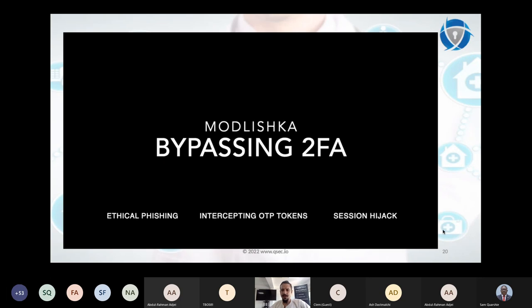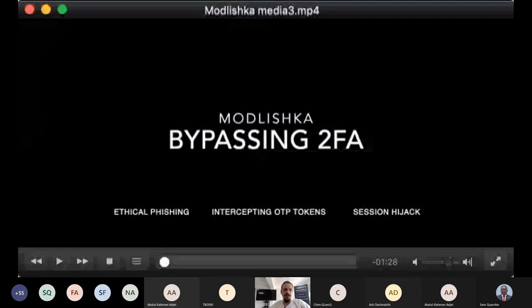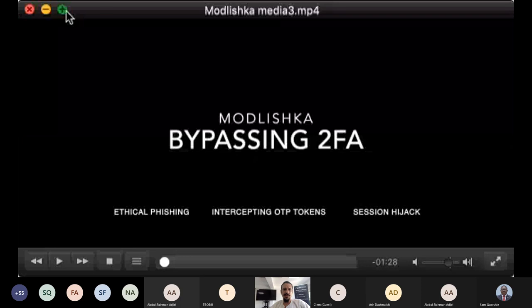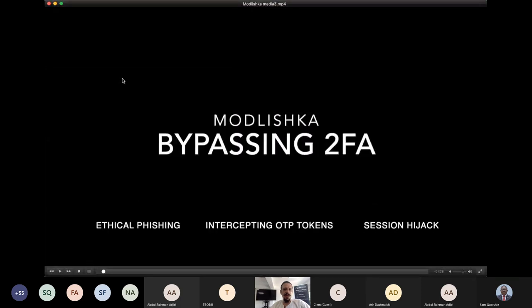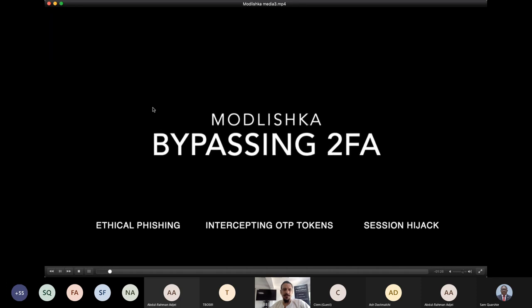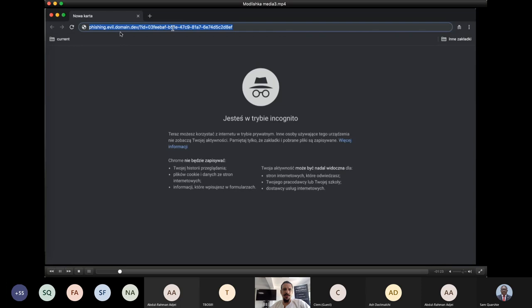Let me go back to sharing my screen here. So there's a tool called Modlishka. This tool is available free of charge on the internet, on GitHub, to download. It shows a fake Google website that looks exactly like Google, and the user logs in from there, and then it prompts them for a two-factor authentication token. So this domain here, of course, is a phishing domain.